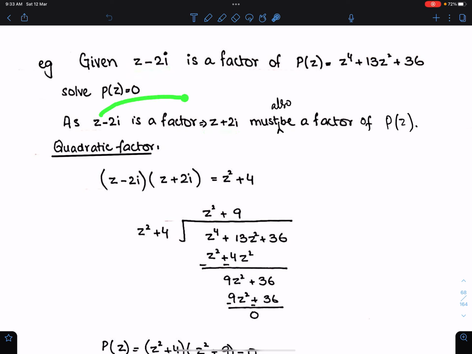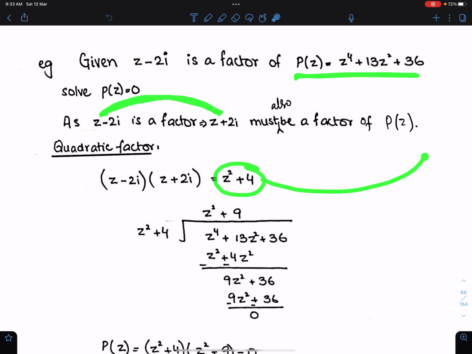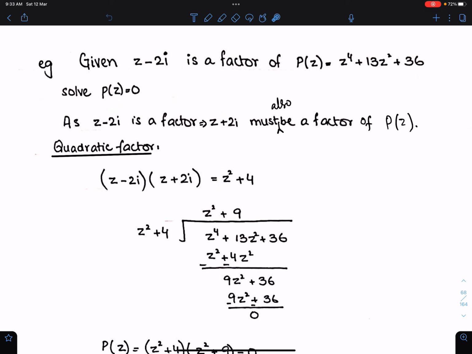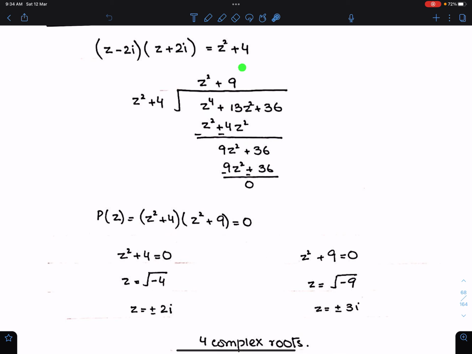Now we have 2 complex roots of this equation. So by taking the product of these 2 roots, we can get the quadratic factor of this equation. And this factor is required to factorize this equation. So whenever one complex root is given, always write its conjugate and then take the product of those 2 roots and then get the quadratic factor to factorize the given equation. Now by using long division, here we have this second quadratic factor.